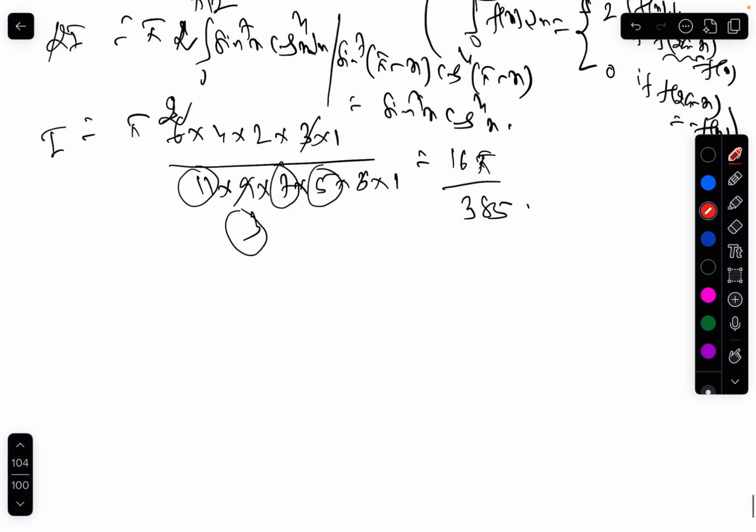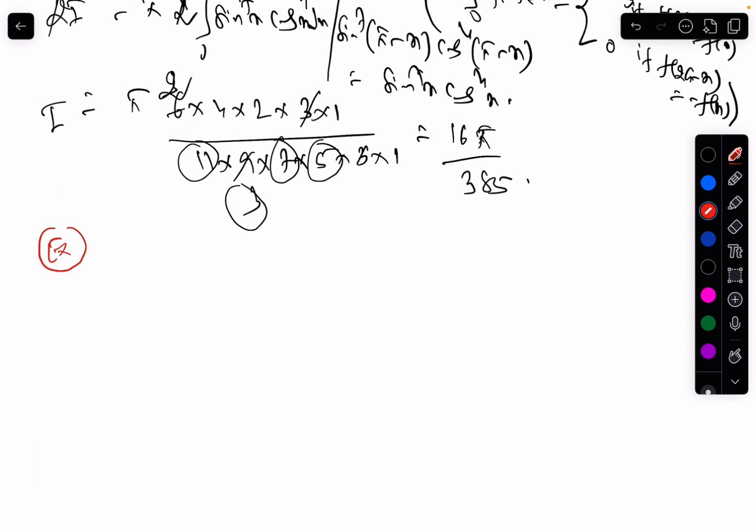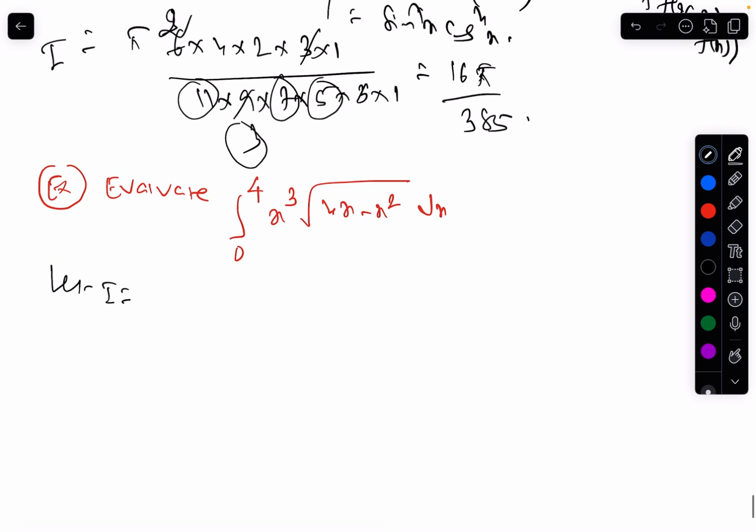Next, we can take one more example. Evaluate integration 0 to 4 x power 3 root of 4x minus x square dx. So let I equal to integration 0 to 4 x power 3 root of 4x minus x square dx.